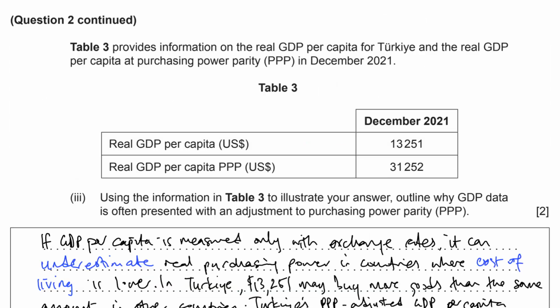So on the next page, we have this table, and it provides information on the real GDP per capita for Turkey and the real GDP per capita at purchasing power parity, PPP, in December 2021. So you can see you've got two figures, 13,251, that's the real GDP per capita in US dollars, and down here, 31,252, that's the real GDP per capita at purchasing power parity, PPP. Okay, so what do we have to do?